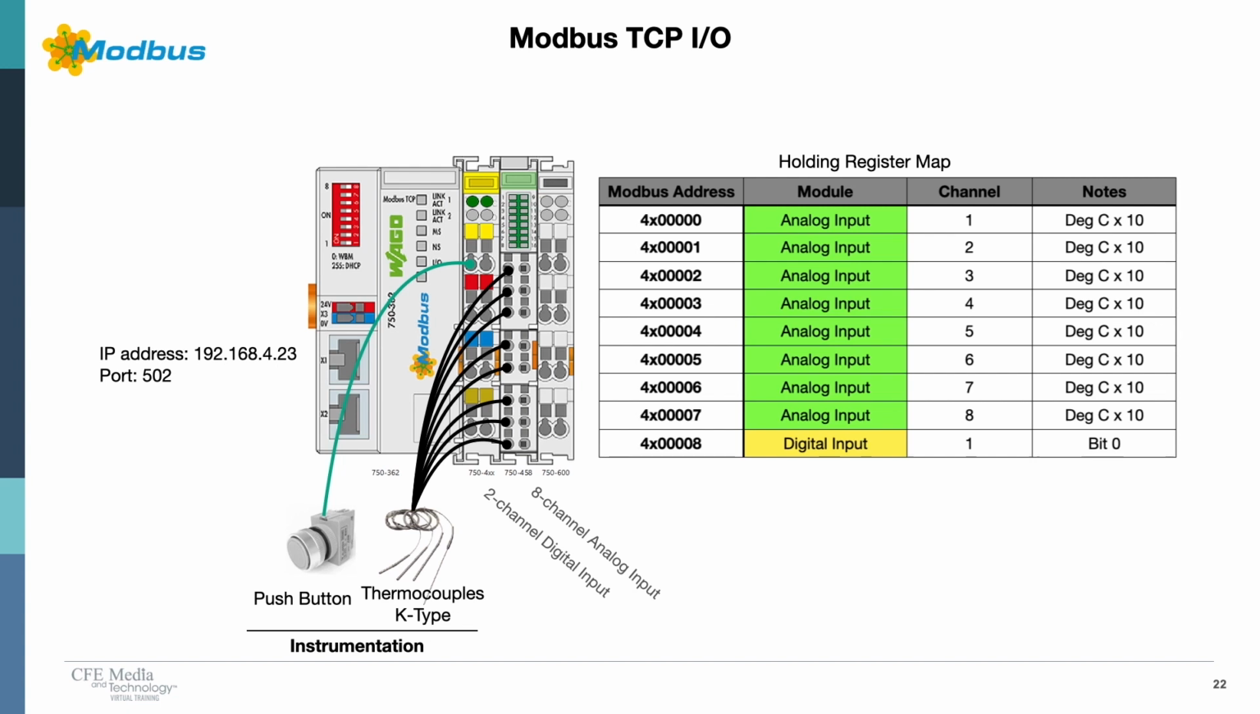We just need to keep track of where these I/O points would be within the Modbus register table. Also, these analogs read in degrees Celsius times 10. So if it's 27 degrees Celsius, the value in that Modbus register will actually be 270. So we're going to have to divide by 10 when we get into the Node-RED portion of this.